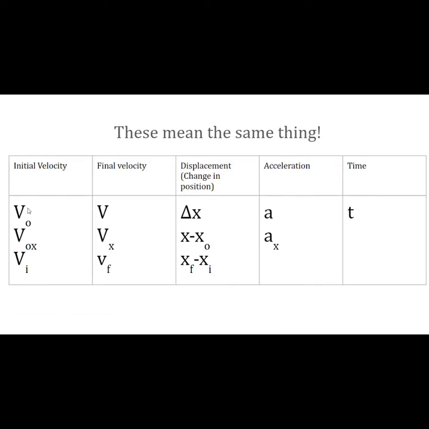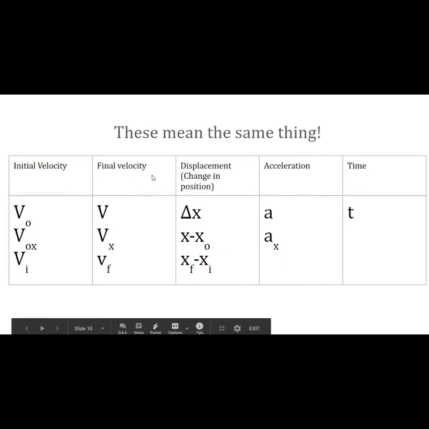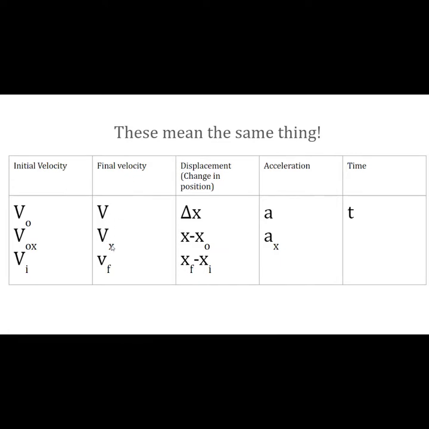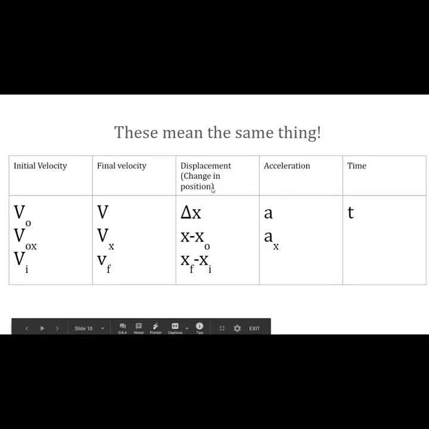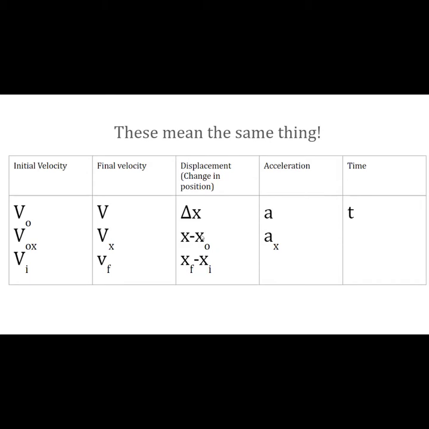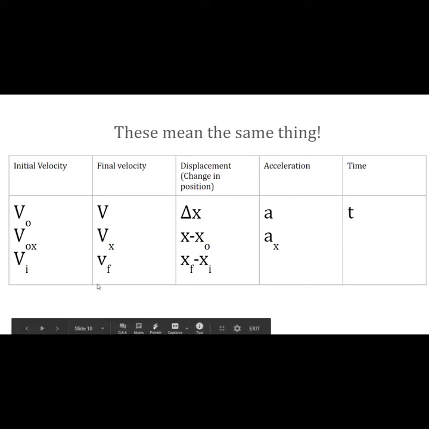So initial velocity is going to be written as v at time zero, or v naught x. That means just in the direction x, because we're going to talk about the y soon. Or vi for v initial. Final velocity is just v or vx. Notice it's missing the naught because it's not at time zero, it's some other time. Or just vf. Displacement or change in position is going to be delta x or x minus x naught or x final minus x initial. Acceleration is just going to be a with the x or without. And then time, you'll note, is not going to have an x or a y. It's just going to be time. But these all mean the same thing.